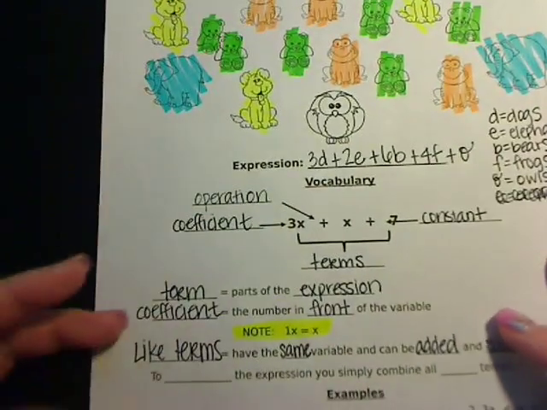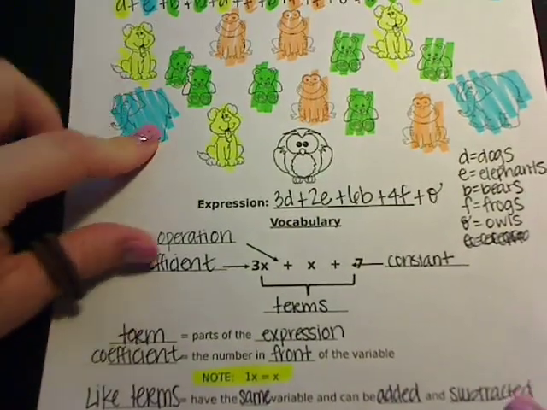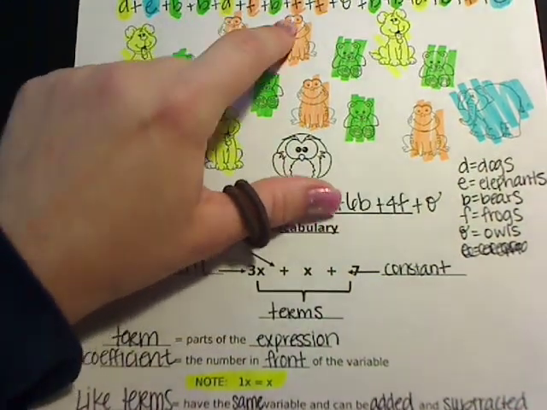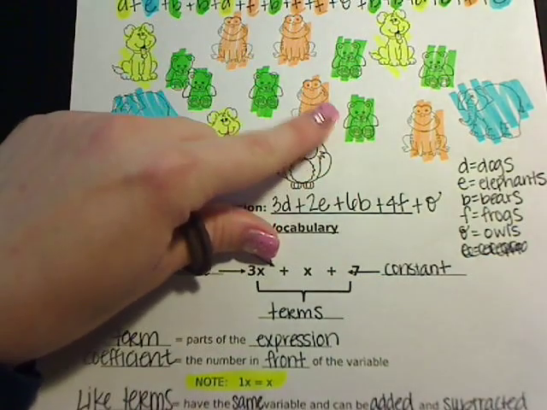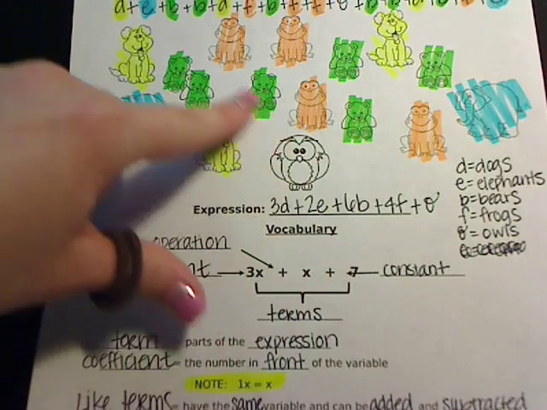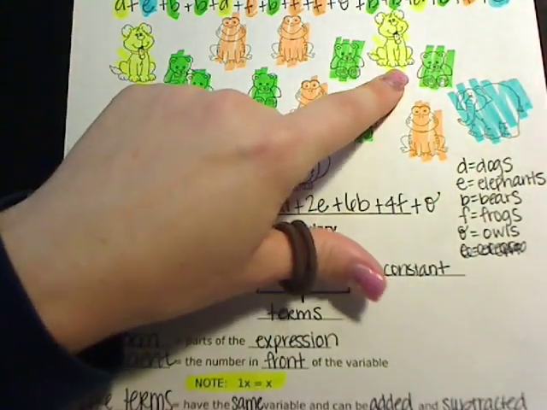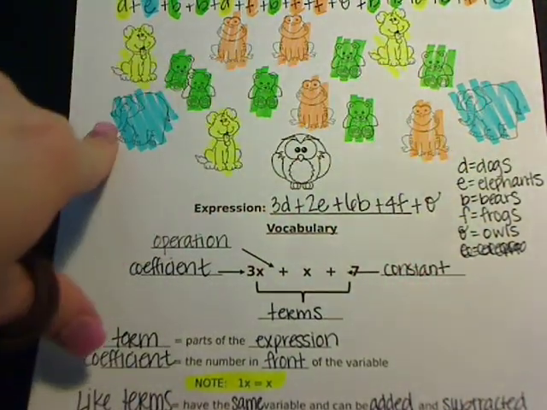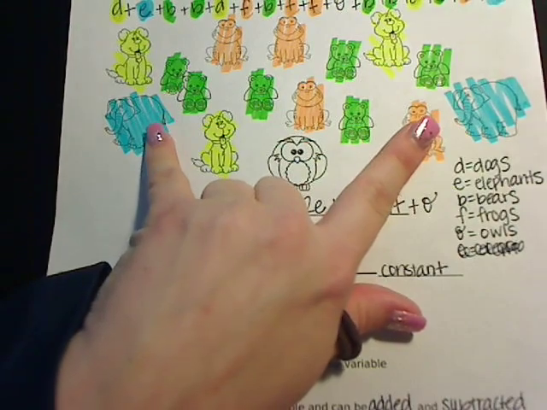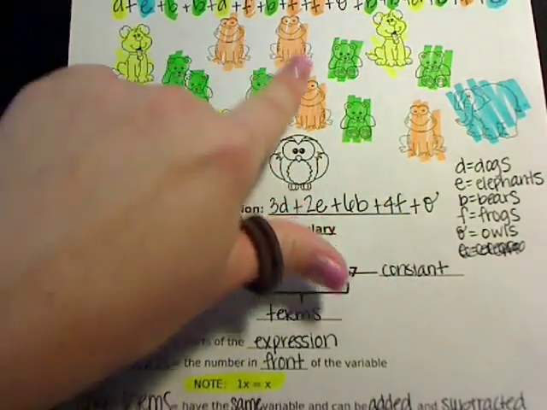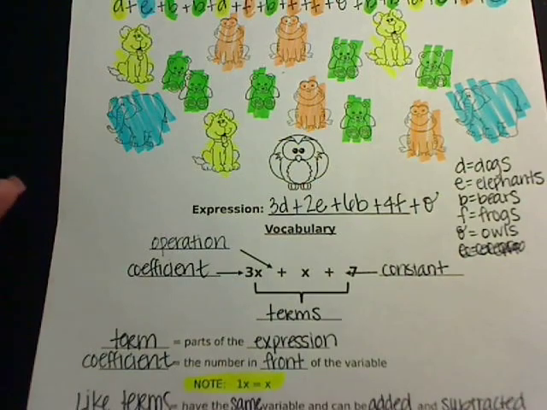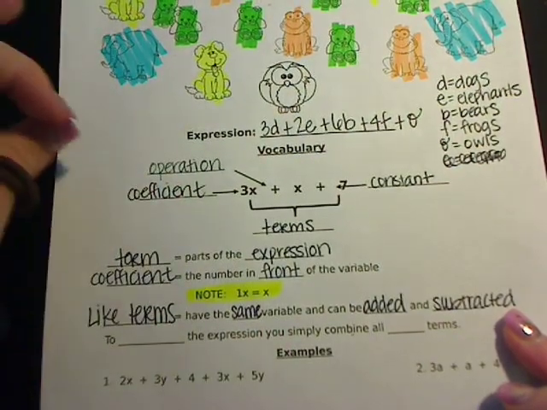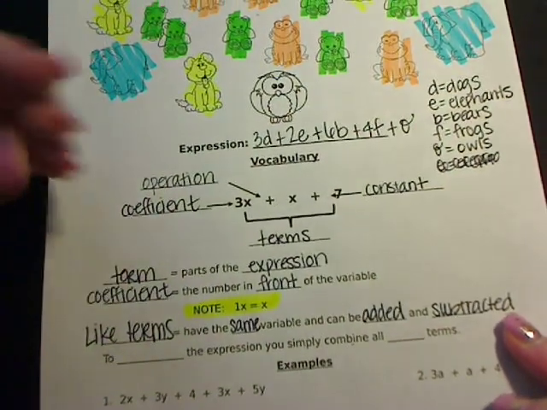So up here in our big long expression that we had, like terms were all our B's or our bears. We added all our bears together. All the B's were like terms because they're the same. All the D's for dogs were like terms because they're all dogs. All the E's we added together because they're alike. They both represent elephants. The F for frogs, we combined those. We added them because they were all F for frogs. So like terms have the same variable. Those all had F's or D's or E's, etc.